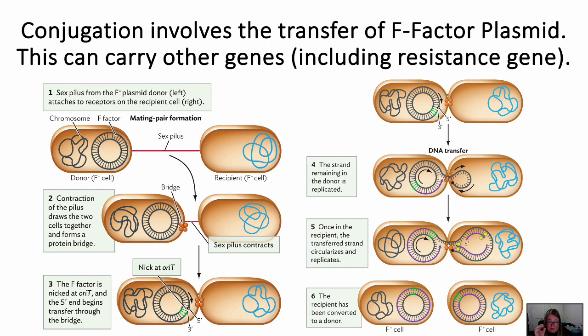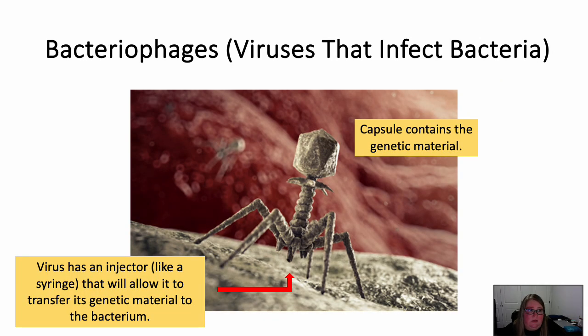There should be an animation video on Canvas that you can watch about this as well that will go into a little bit more detail. But that's pretty much what we need to know for this class. So we've talked about transformation, we've talked about conjugation. Now we need to talk about the third one, which is transduction.